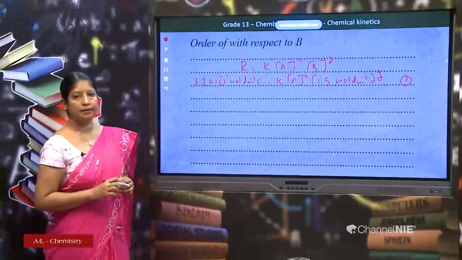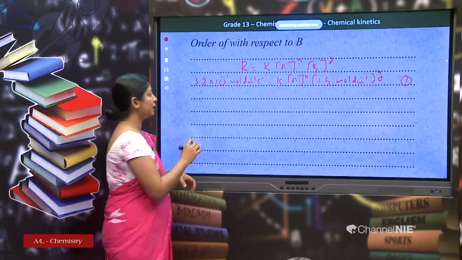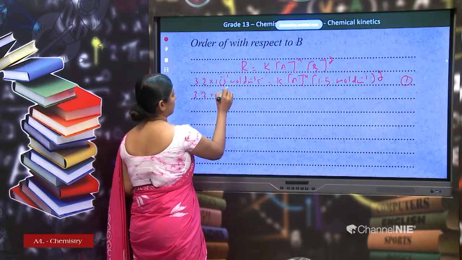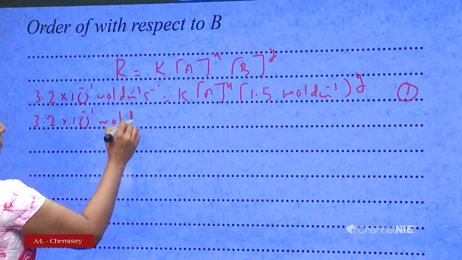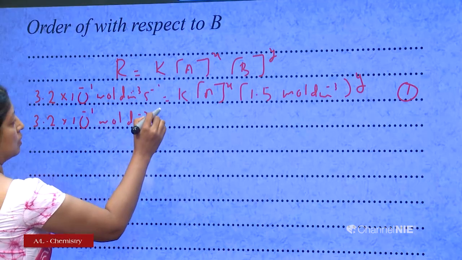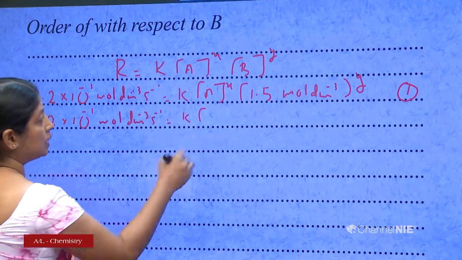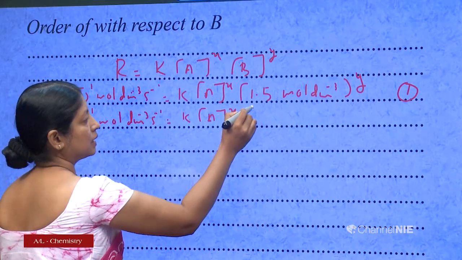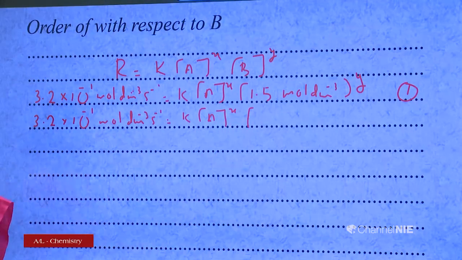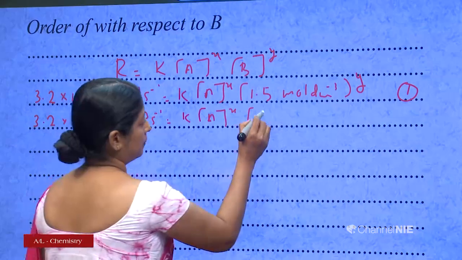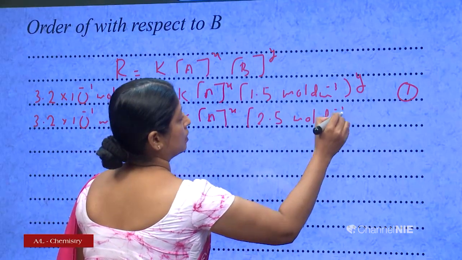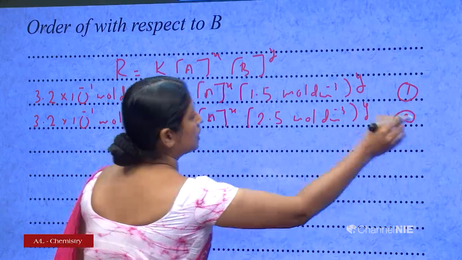Then we have to consider the second data. Even in the second data the rate is the same as this one. The concentration of A will be the same as earlier. I will just write it as A because it gets cancelled off. Now, the concentration of B is given as 2.5. This is our second data.